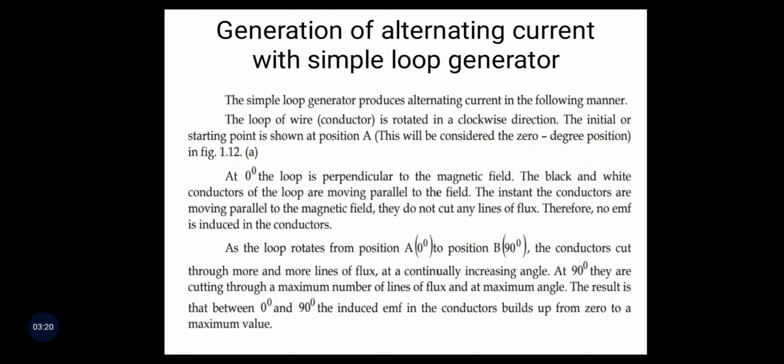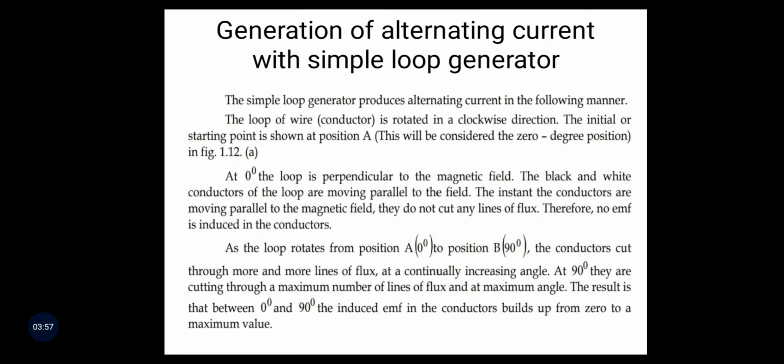The simple loop generator produces alternating current when the loop of wire conductor is rotated in clockwise direction. The initial or starting point is shown in position A. The starting point of the conductor is position A. Then it starts rotating in clockwise direction from point A.